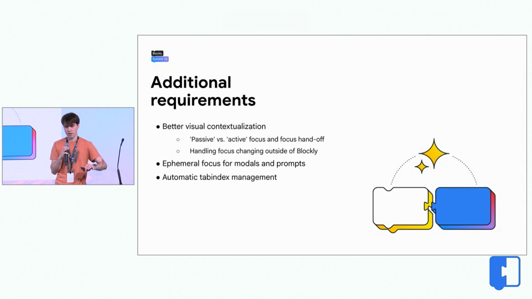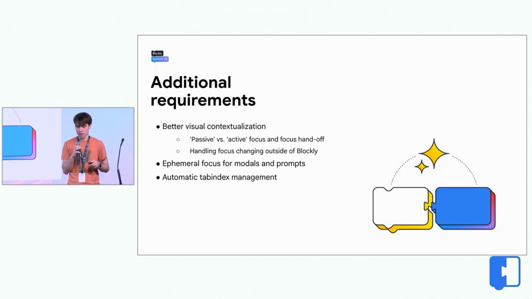Other requirements, as we were pulling on this thread and trying to understand it better, is we need to be able to visually distinguish what we call active versus passive focus. Active is the thing that the user currently has focus on. This is like a normal, I care about this element, this block. Passive focus is the thing I did have focus on in a different context. This distinction is very important when you're dealing with things like block insertion.